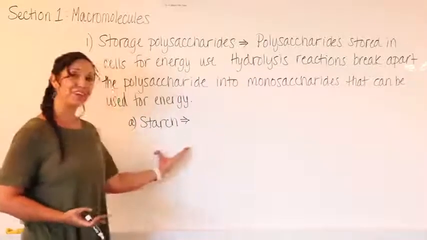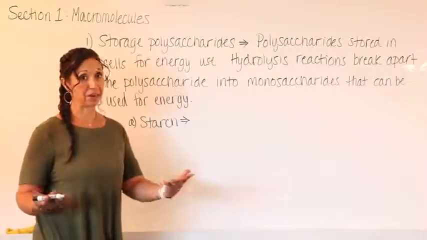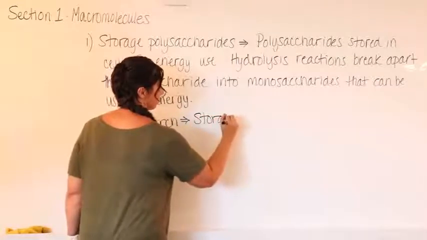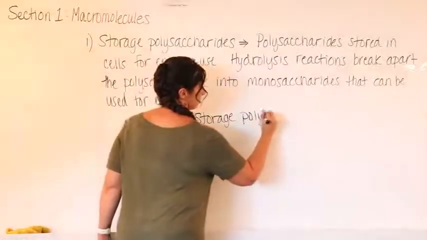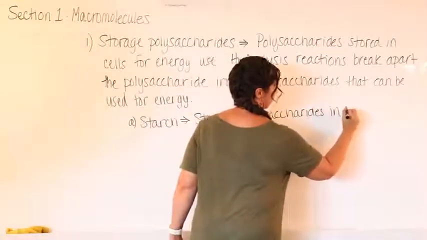So starch, these are polysaccharides found in plant cells. A potato is plant, right? So these are storage polysaccharides in plant cells.